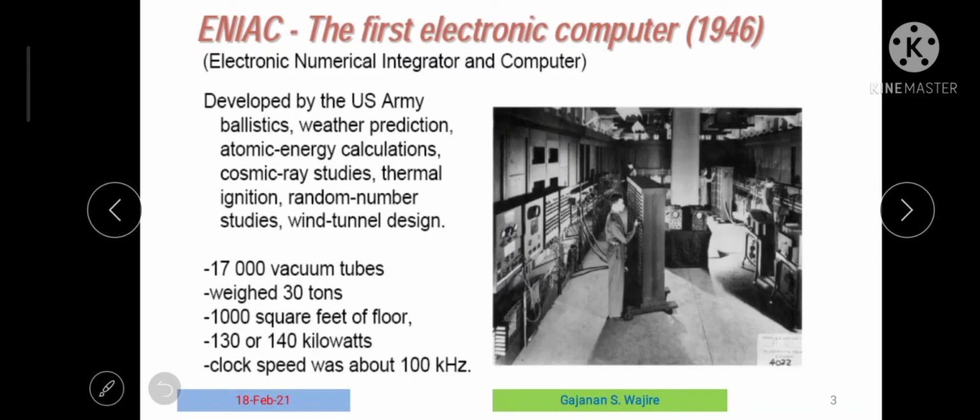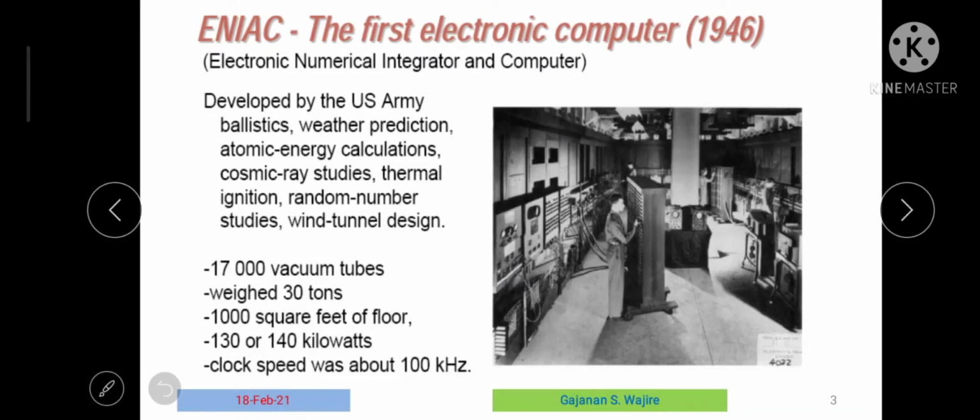Its power consumption was about 140 kilowatts and its clock speed was only about 100 kilohertz. There are many more things about this ENIAC, but let us come to our topic, which is the transistor.